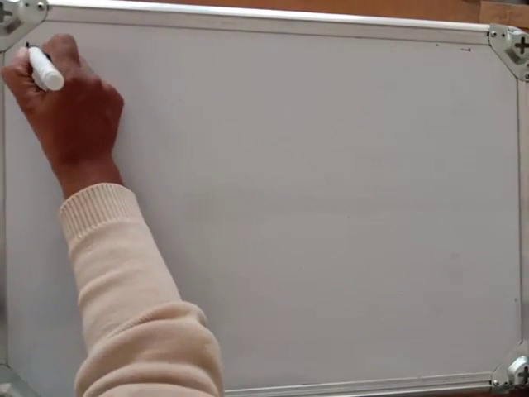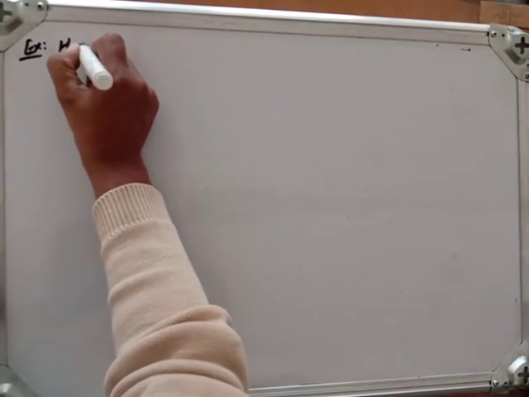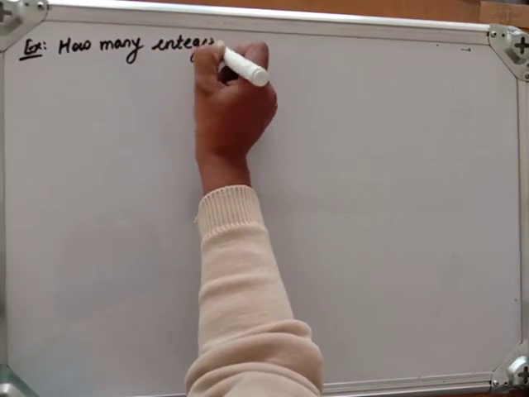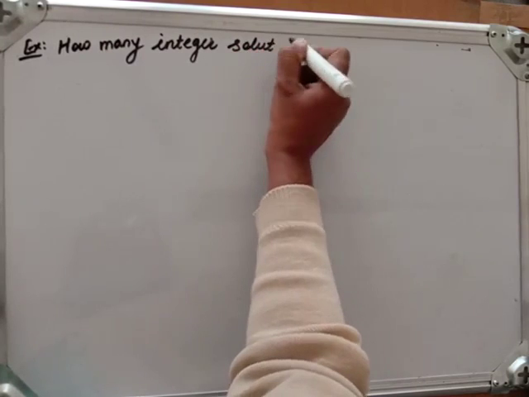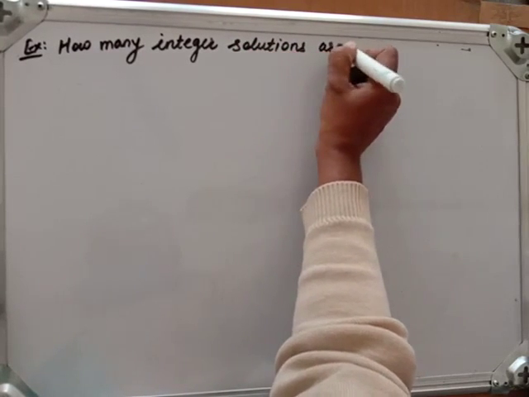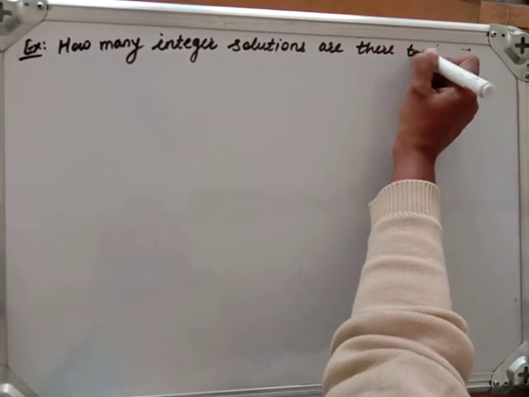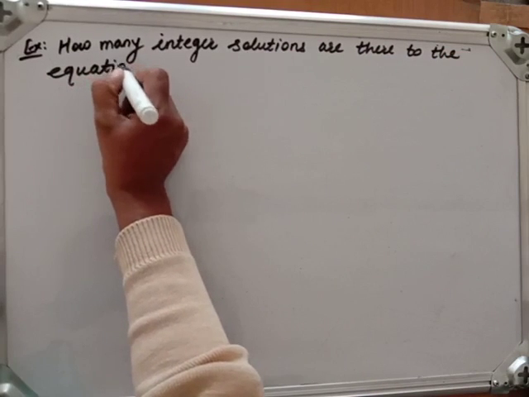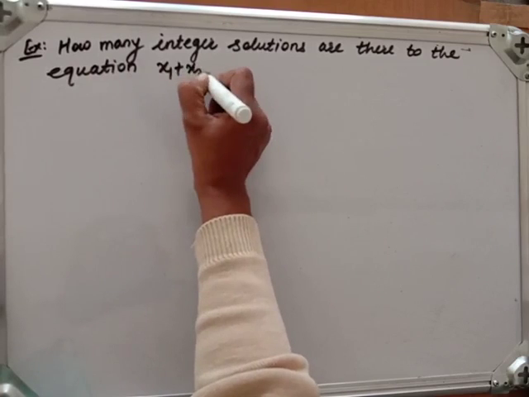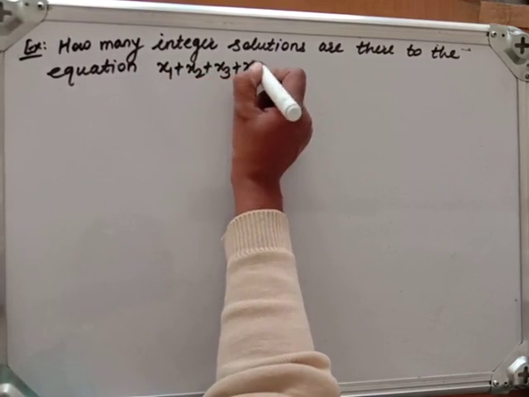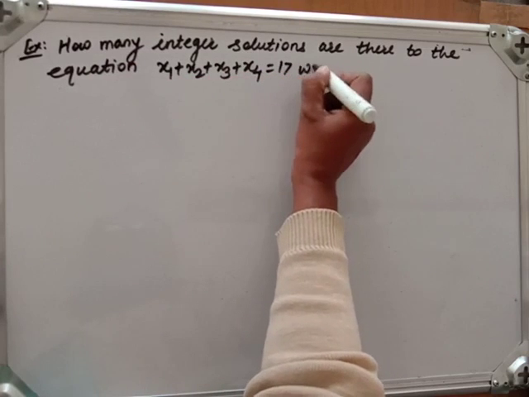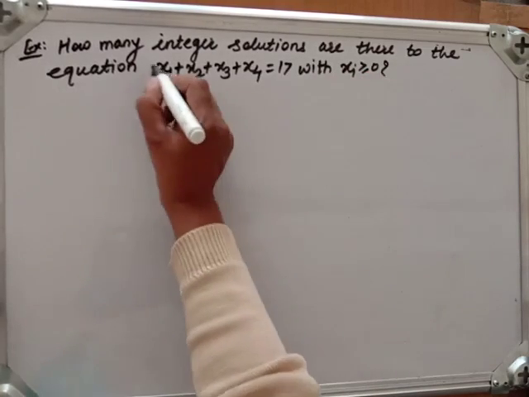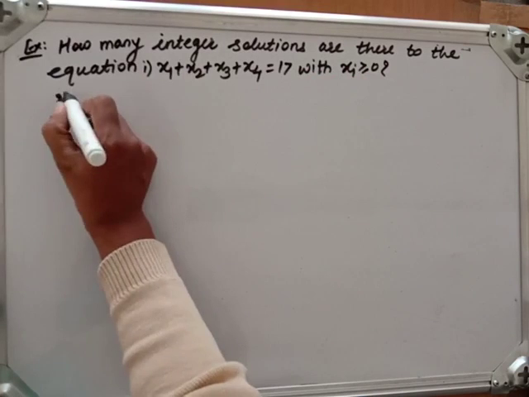So the question is, how many integer solutions are there to the equation x1 plus x2 plus x3 plus x4 equal to 17 with xi greater than or equal to 0. This is the first one, suppose, and the second one is here.